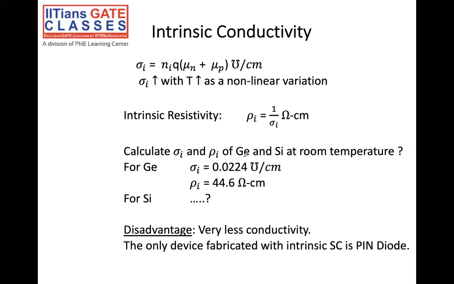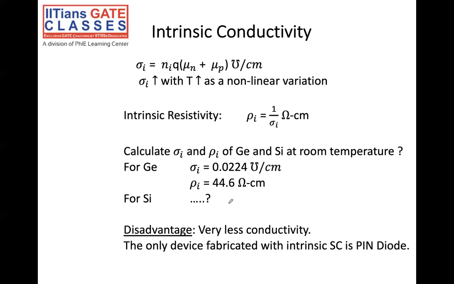Calculate sigma I, rho I of the germanium and silicon at room temperature. For germanium, sigma I is equal to 0.0224 mho per centimeter, and rho I is 44.6 ohm centimeter. All these values you put in this expression, you will get. So for silicon, you need to calculate at your home. If any doubt comes, you can ask me. In the next class, I can explain all these things if any doubt comes.